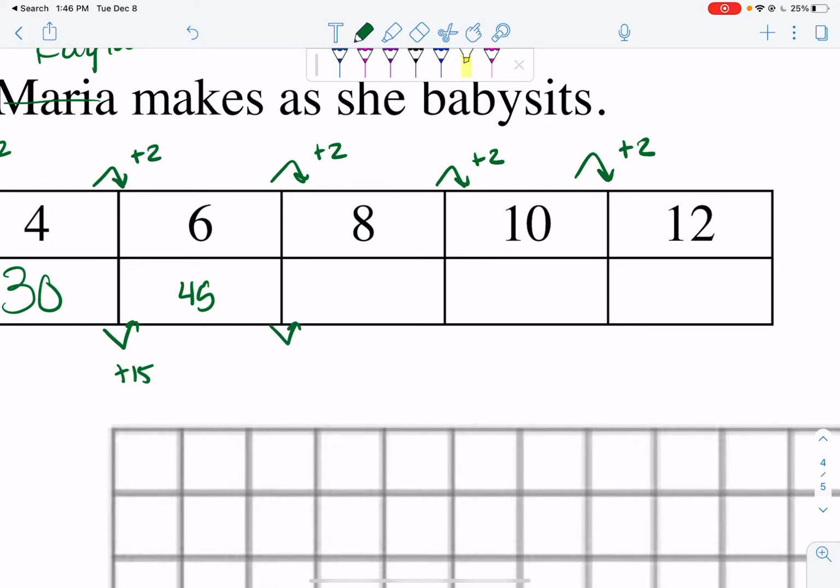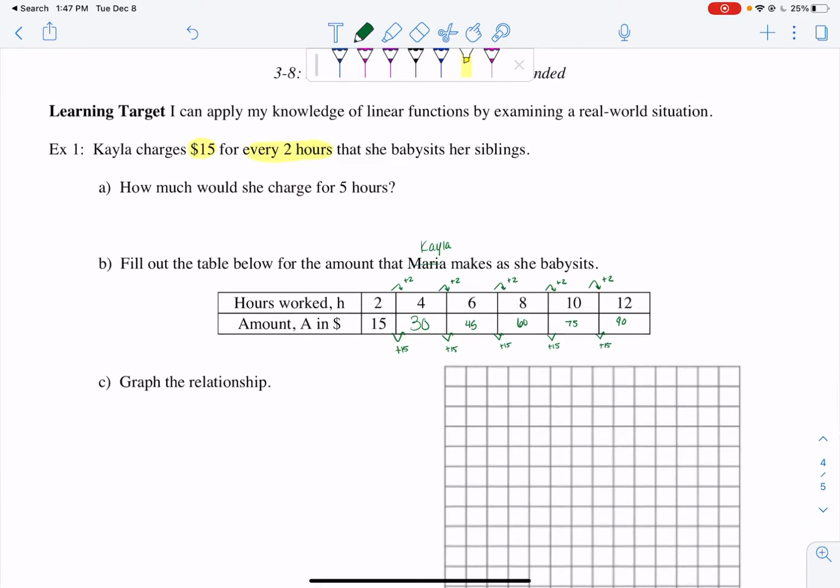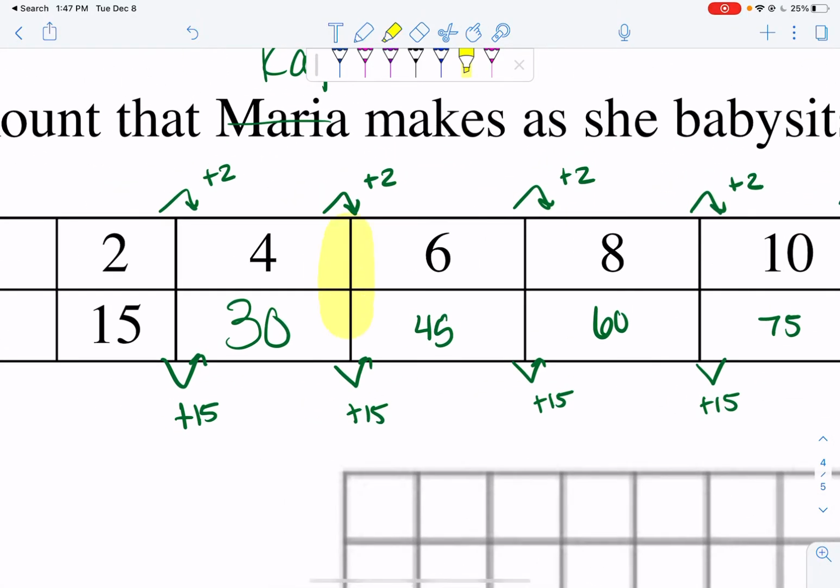I can add another 15. For 8 hours of work, she has made 60. For 10 hours of work, she has made 75. And then last but not least, for 12 hours of work, which sounds pretty long, she has made $90. So the question I asked, though, for part A, how much would she charge for 5 hours? Well, if you look, we actually don't see a 5 in our table. It should be in between our 4 and our 6.